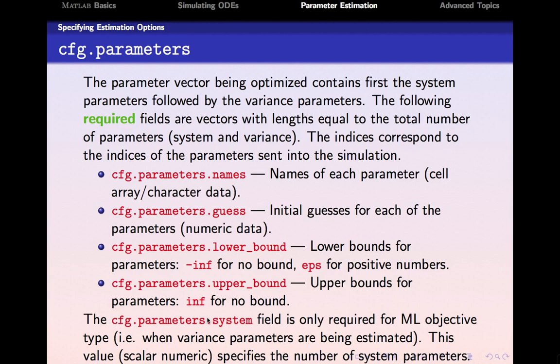The cfg.parameters.system field is just going to take one numeric value, and this is only required if you're using a maximum likelihood objective. This is basically telling the optimizer where the system parameters stop and where the variance parameters begin. If you had 10 system parameters and 6 variance parameters, then this would have a value of 10, telling the optimizer that the 10th parameter is the last system parameter.